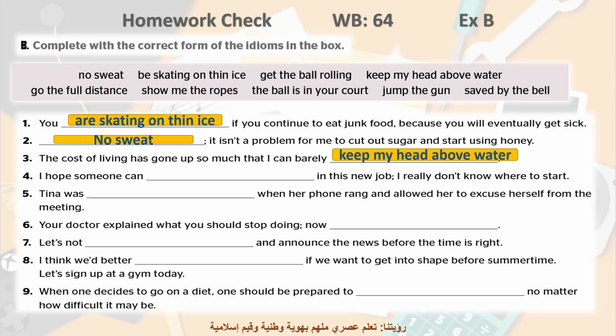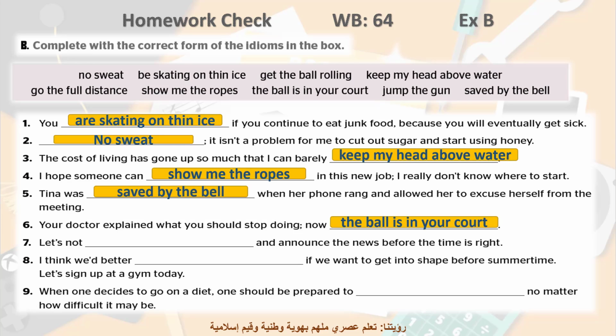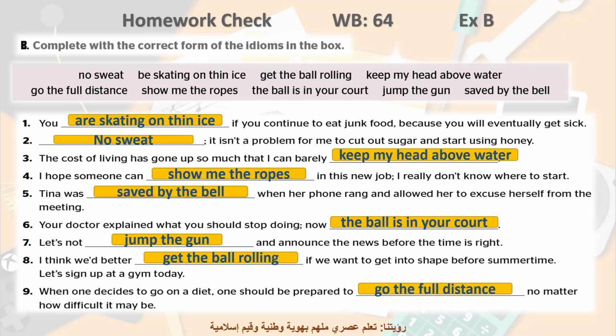Number 4. Show me the ropes. It means to tell me how to do something. Number 5. Yes, saved by the bell. Number 6. The ball is in your court. Number 7. Jump the gun. Number 8. Get the ball rolling. Number 9. Go the full distance. I hope you all did the exercise correctly.